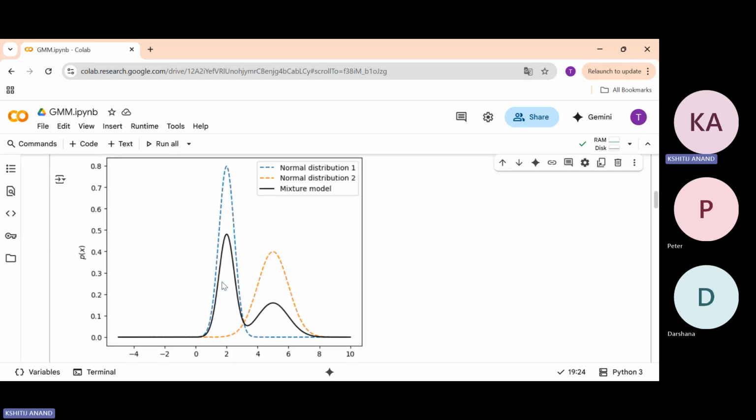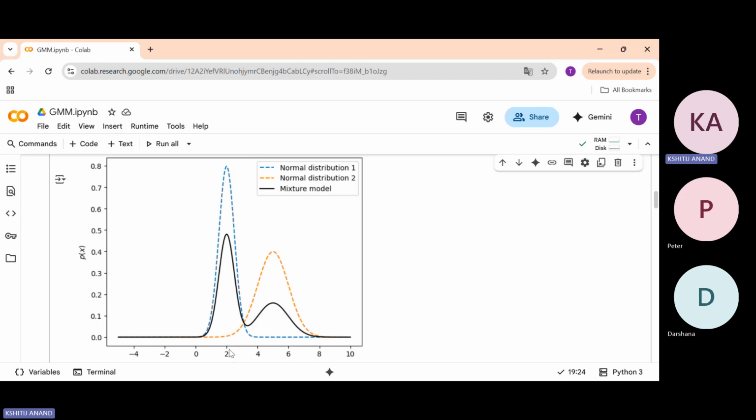See this plot. The blue dotted line is the first normal distribution, and the orange one is the second normal distribution. And the black one is the mixed normal distribution. So understand it this way. Let us understand through the point 2.